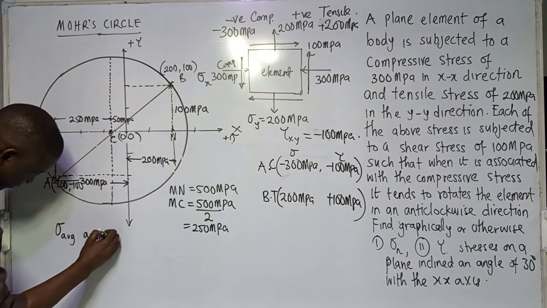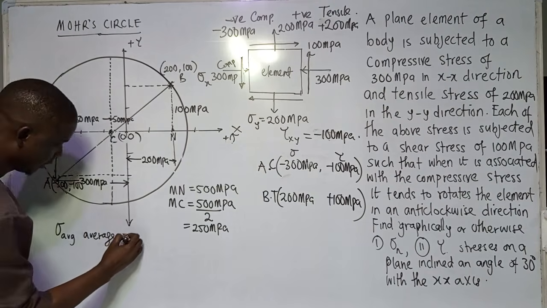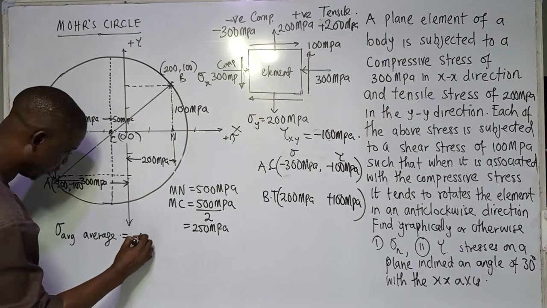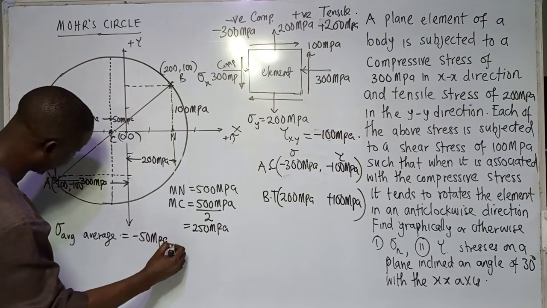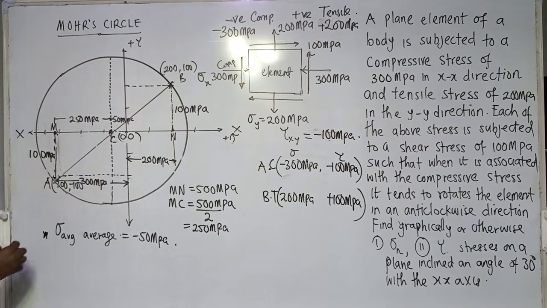The average is equal to minus 15 megapascal. We have gotten that one first. We want to use it to solve all the possible questions that we can.